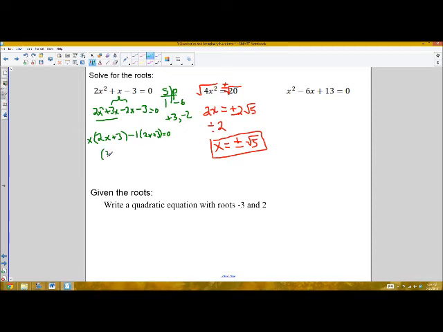And now I have 2x plus 3 times x minus 1 equals 0, so that either x equals negative 3 halves or x equals 1. So I get my 2 solutions from that by solving by factoring. For the last one, there are no numbers that will multiply to 13 and add to negative 6. In fact, the only factors of 13 are 1 and 13, which don't add to negative 6.